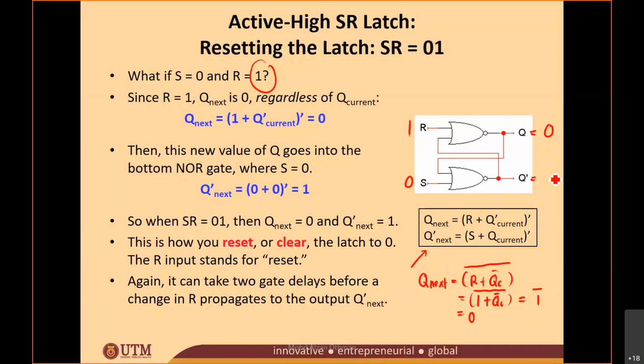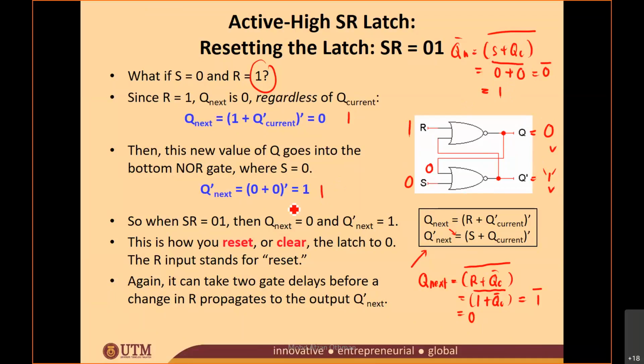So the expected output of kat sini is 1 lah, supposedly. Okay, which is 0 kat sini akan feedback masuk ke sini. So when sini 0, sini 0, you masukkan dalam the second persamaan, which is Q bar next sama dengan S tambah Q current bar. S kamu 0, Q current kamu also 0. So 0 tambah dengan 0, and then you bar, you will get 0 bar, which is equal to 1. So this one is 1.